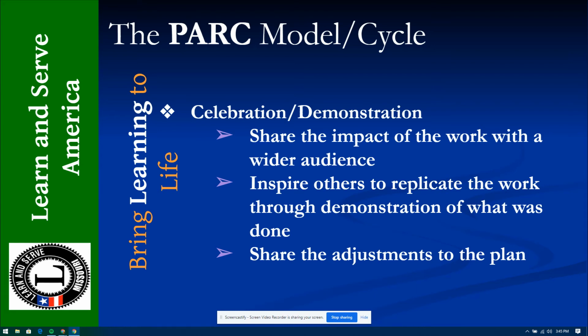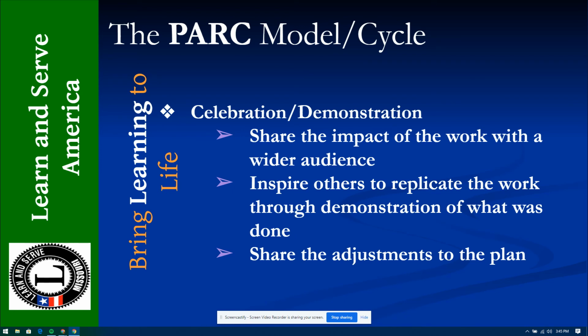And so that this learning doesn't just exist inside of the classroom or the group who is performing the service learning, we plan intentionally for a celebration or demonstration of our learning. We want to share the impact of our work with a wider audience so that others may be inspired by our work or consider using our work as a launch pad to take on our ideas to implement their own service learning.